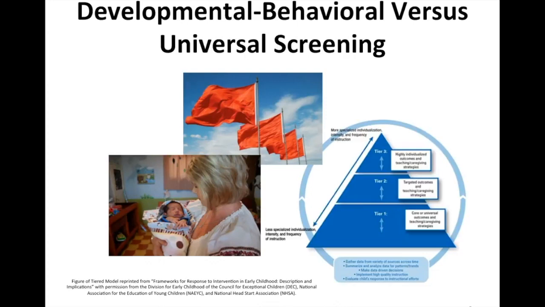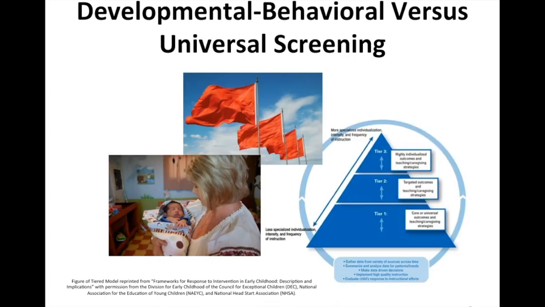Their joint paper on response to intervention frameworks in early childhood really talks about the difference between what we've always known in early childhood as part of our child find in terms of developmental and behavioral screening versus, in multi-tiered system of support models or response to intervention models, how K-12 has conceptualized universal screening. So basically, the nuts and the bolts are that developmental and behavioral screening is still a part of recommended practice in working with young children.